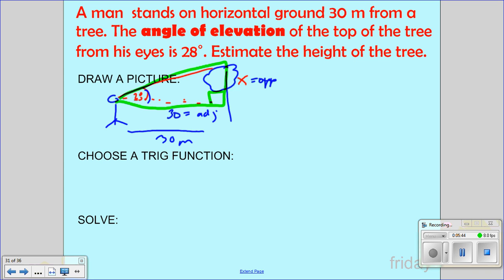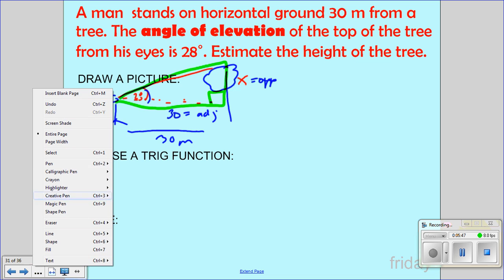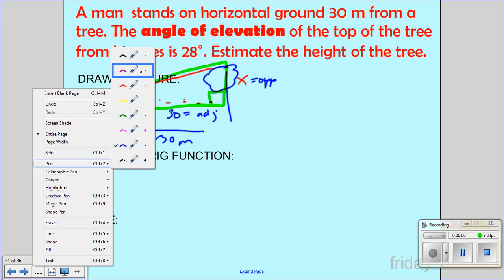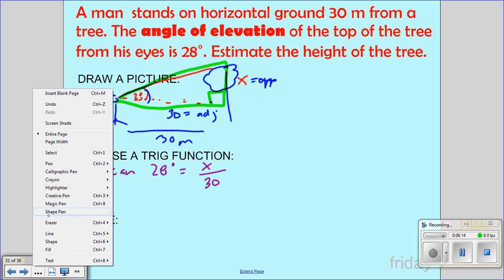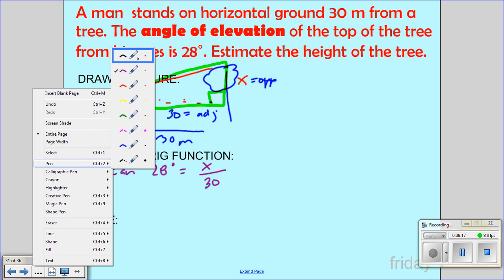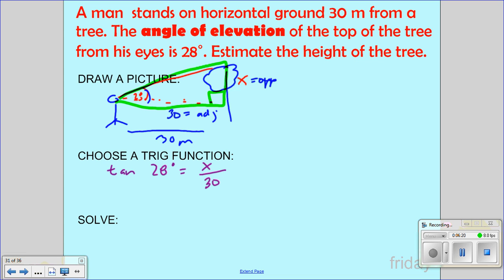That means we can use the tangent ratio to find x. So we know that tangent of 28 degrees is going to equal opposite, which is x, over adjacent, which is 30. Now we're going to solve this trig function the same way we did on day 2. We're going to put the trig function over 1, so tan of 28 over 1, and we're going to cross multiply.